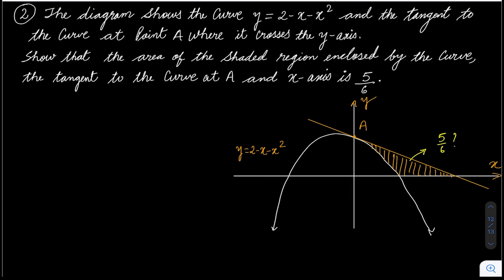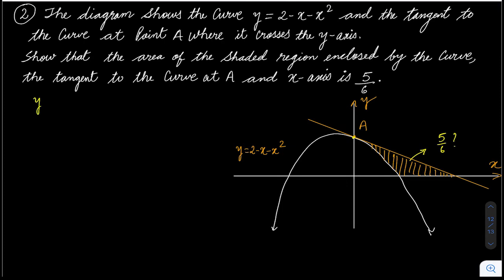Okay. So first, you can see that sometimes integration or area under the curve questions involve differentiation also, especially tangents and normals. That's very common, especially in exam questions. So okay, let's do this. We have the diagram but we don't have the points. So first thing that we will need is what is point A. Now A is a point where the curve crosses the y-axis.